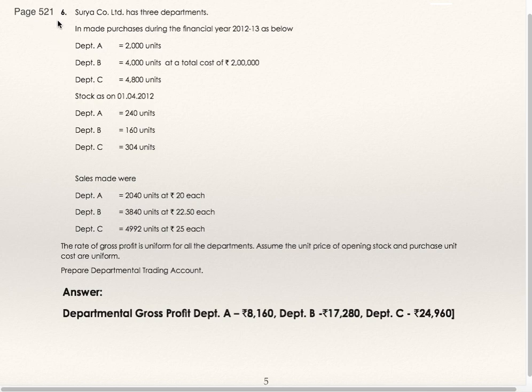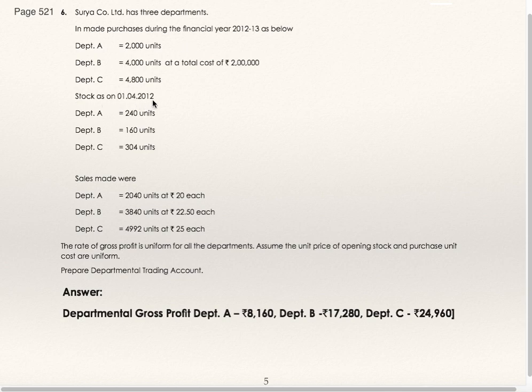Now go to page 521, question number 6. Surya Company Limited has 3 departments. It made purchases during the financial year 12-13: Department A 2000 units, Department B 4000 units, Department C 4800 units at a total cost of 2 lakhs. These many units they have purchased, total cost is 2 lakhs.